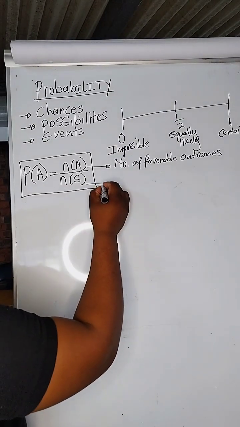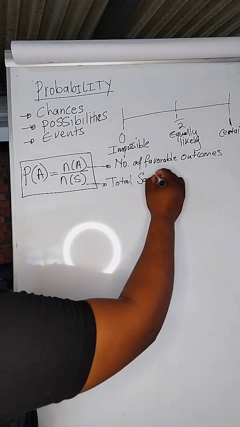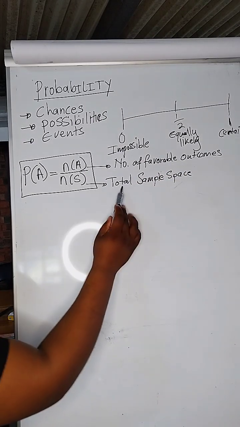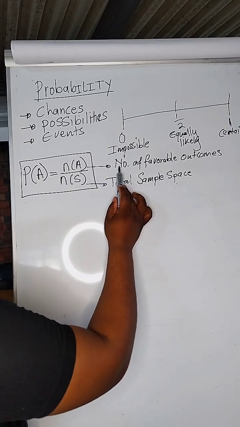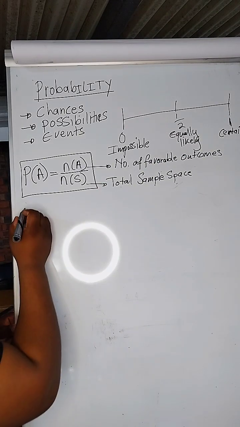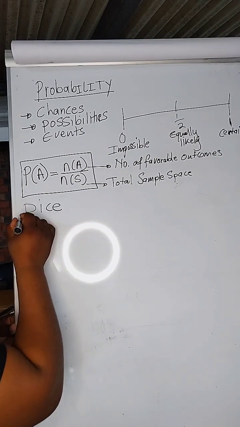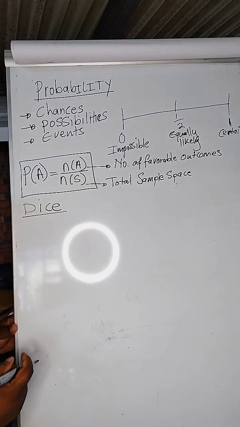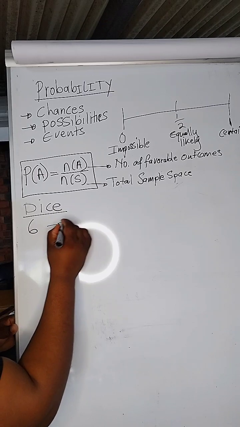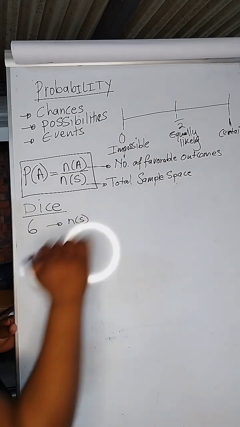What is N of S? N of S means it's the total sample space. So whenever we speak of N of S, total sample space. N of A, the number of favorable outcomes. How so, sir? Let's say I have a dice. A dice has how many sides? It has 6 sides. So these 6 sides are what we call N of S. N of S is the total sample space.